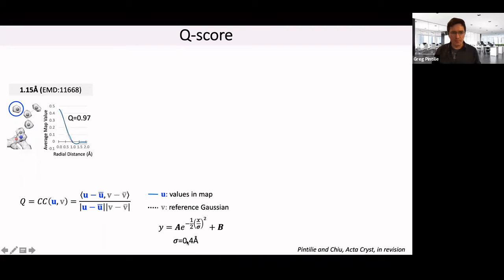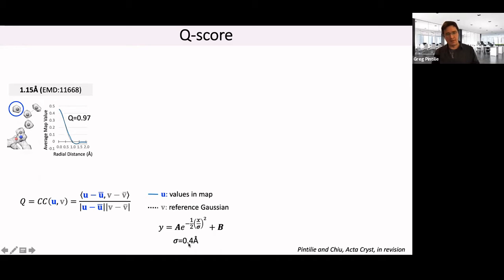Now the sigma is the more important parameter. Because as you have lower sigmas or lower widths, that means this reference Gaussian gets sharper and sharper.